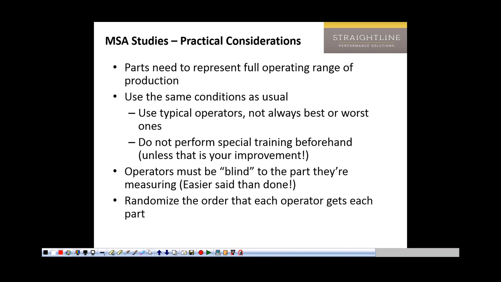Don't perform special training beforehand, okay? I see teams do that a lot. We're going to do a measurement study. Okay, guys, make sure we get this right. No. What you want to do is you want to have it as close to production as possible. And some people have even gone into integrating this into production where every once in a while more than one person will get it.